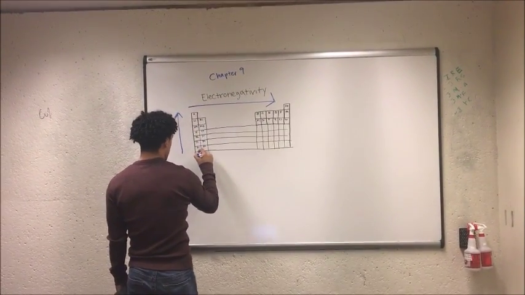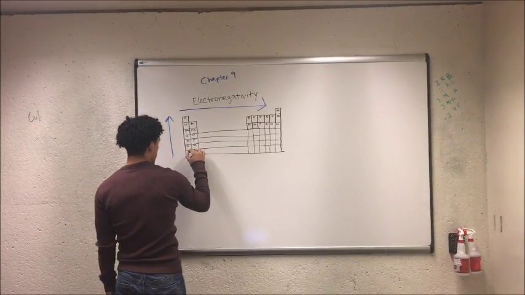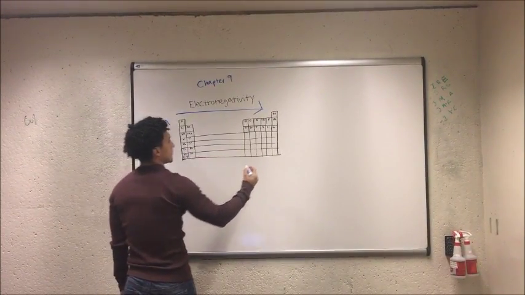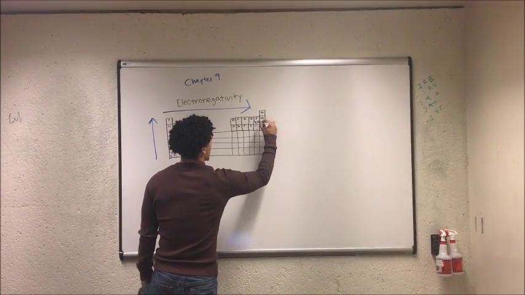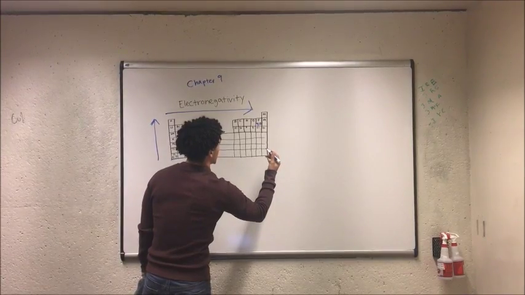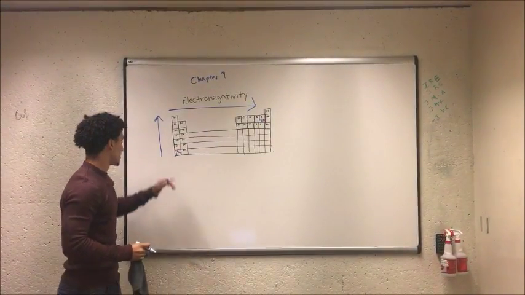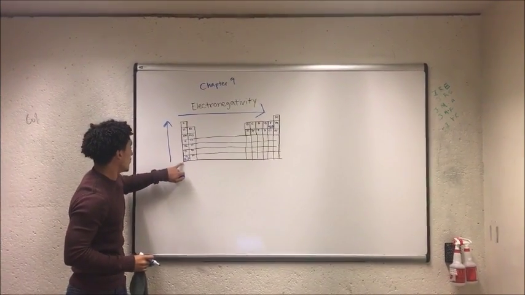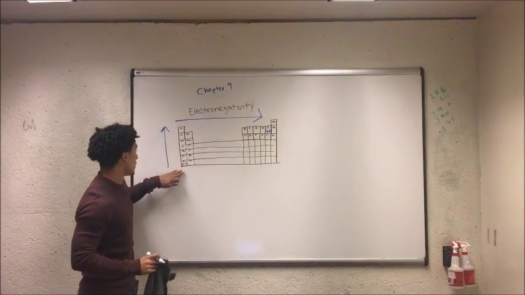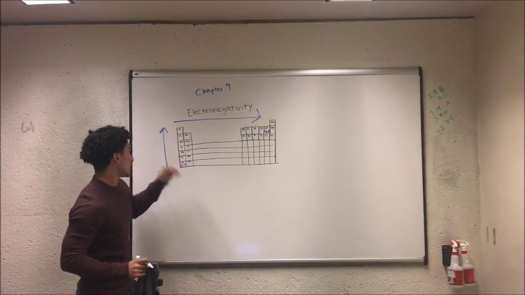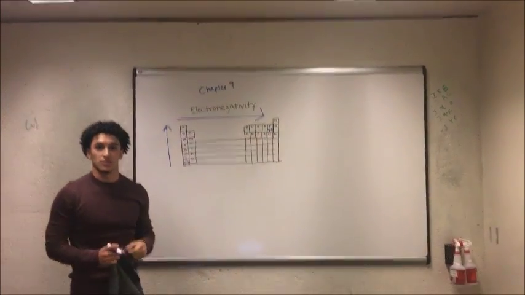So francium has the lowest electronegativity with a 0.7, and fluorine has 4.0, and basically fluorine has 7 electrons, francium has 1, and it needs to fulfill the full octet, so francium is going to give off its electron, and fluorine is going to take electrons.